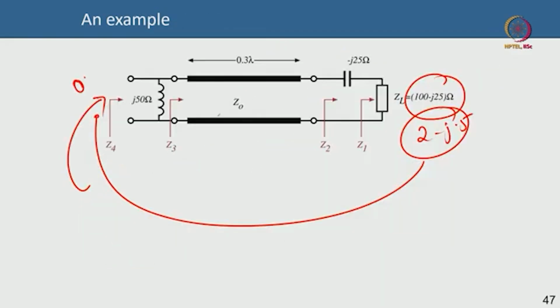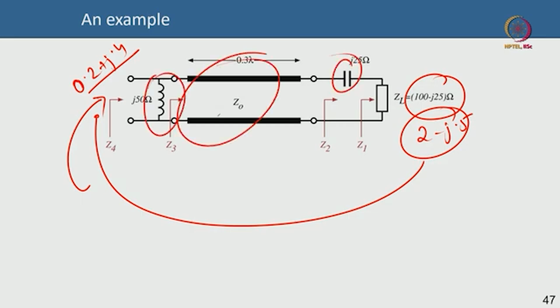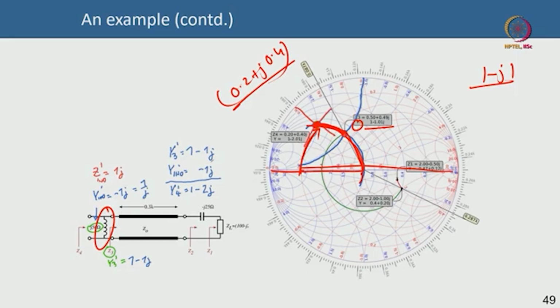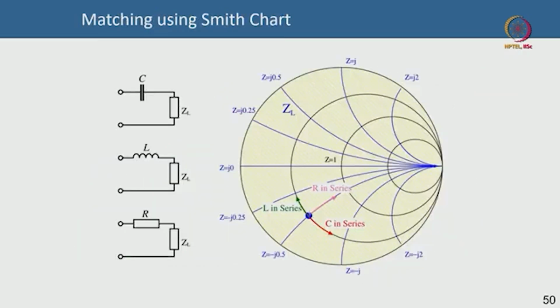0.2 plus j0.4, you have transformed that by adding this, this and this, okay. Can you see that point? You convert to y, then you add j, then you convert, I mean you look at the admittance chart, in impedance chart now. So, you have effectively done that in a way, okay.